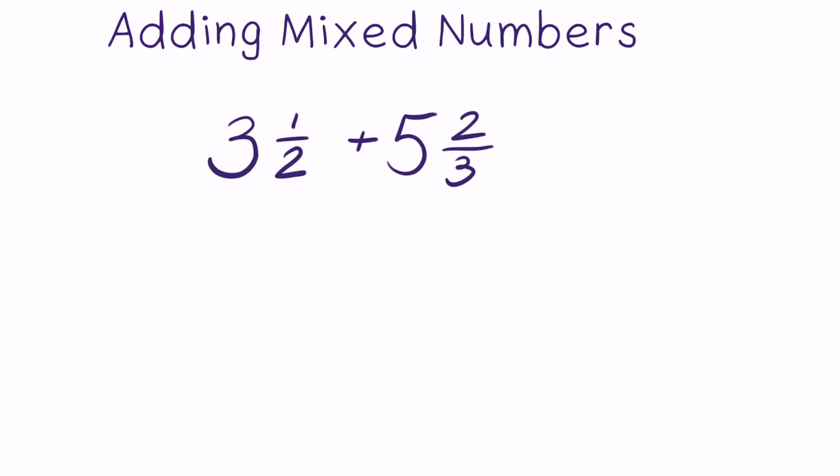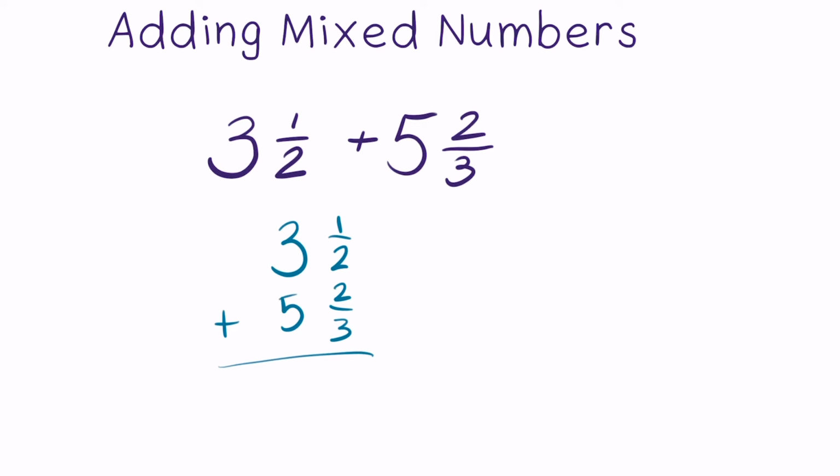When you're adding two mixed numbers, the easiest thing to do to start is to rewrite the problem vertically. 3 1/2 plus 5 2/3. This way, it's easy to see visually where the fraction is separated from the whole number. When you begin to add the two numbers, you should start by looking at the fractions.